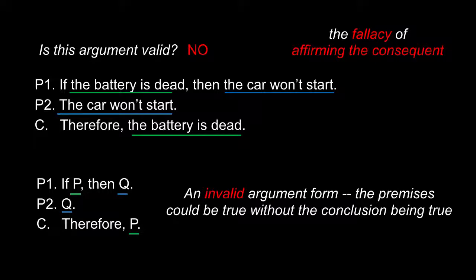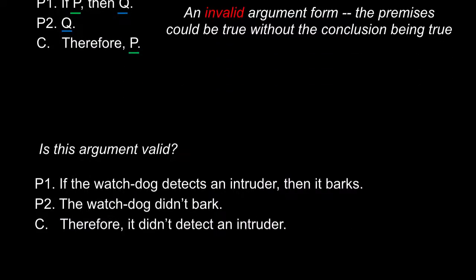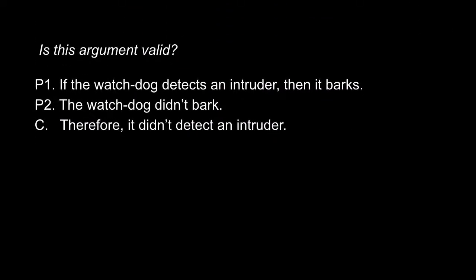In this case, the fallacy comes from the fact that what's affirmed in the second premise is not the antecedent of the conditional, but the consequent. Now let's look at a different argument. If the watchdog detects an intruder, then it barks. The watchdog didn't bark, therefore it didn't detect an intruder.